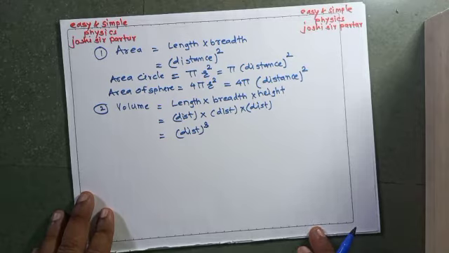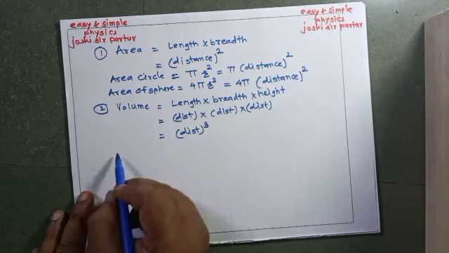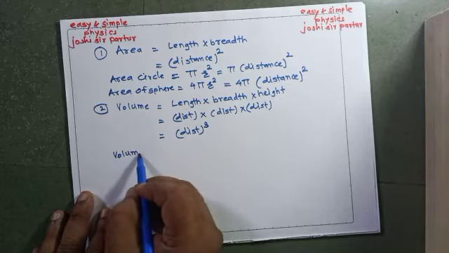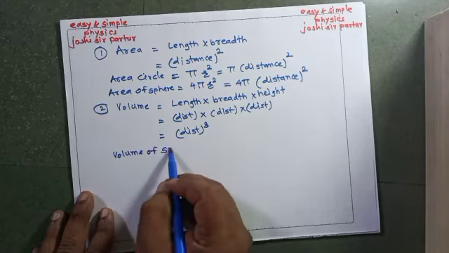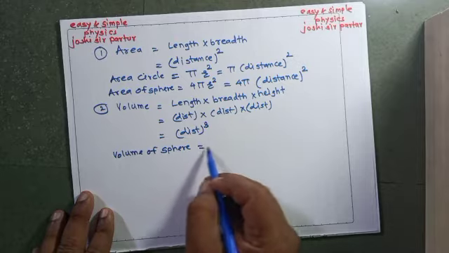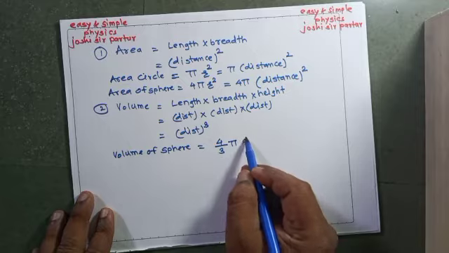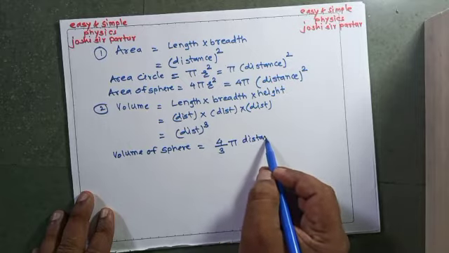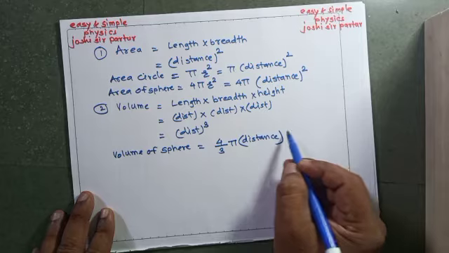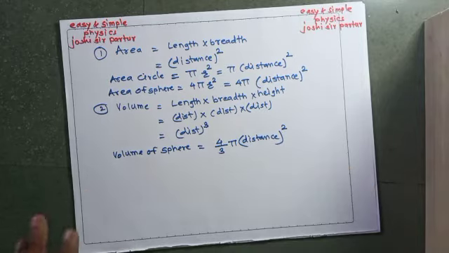For a sphere, the volume of a sphere is 4 upon 3 pi distance cube. Actually the formula will be 4 upon 3 pi r cube. So we can write it in terms of distance.